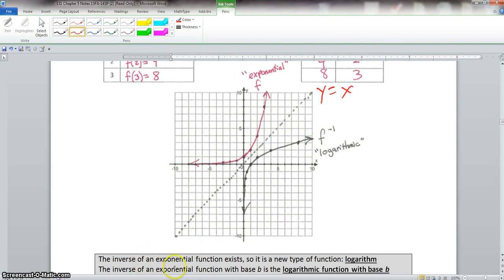So it says the inverse of an exponential function exists. So it is a new type of function, logarithm. The inverse of an exponential function with base b is the logarithmic function with base b.